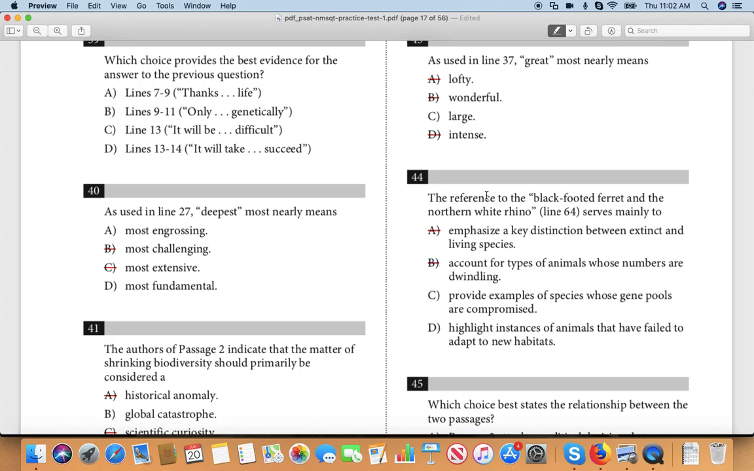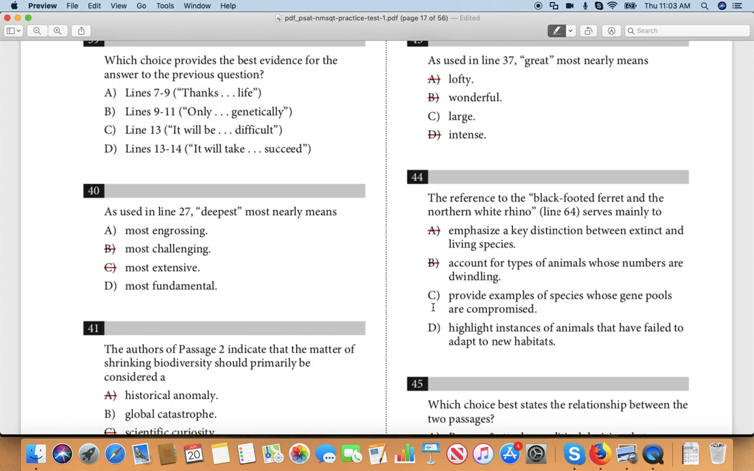Yeah. Great. Answer choice C. Go and read that, please. Provide examples of species whose gene pools are compromised. That sounds good. That sounds very good. What does compromised here mean in this context? Compromised is like endangered. Or lessened. But their gene pool is in trouble. Their gene pool is lessened, not their numbers. It's not about the numbers. It's about their genetic diversity. Okay. Yeah. So that's pretty good.